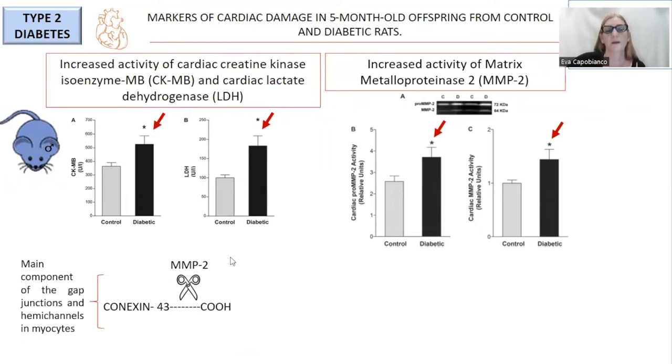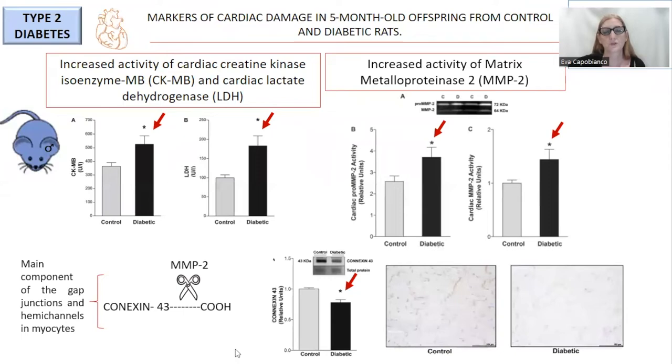We know that MMP2, the matrix metalloproteinase 2, is able to cleave the carboxy terminal of connexin 43, and connexin 43 is the main component of the gap junctions and hemichannels in myocytes. So we measured the levels of this protein, and we found that they are reduced in the heart of male offspring that develop type 2 diabetes.